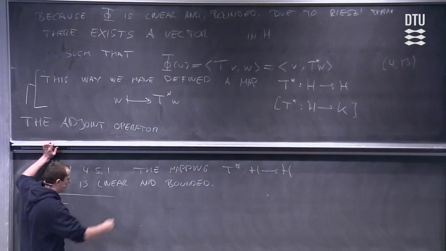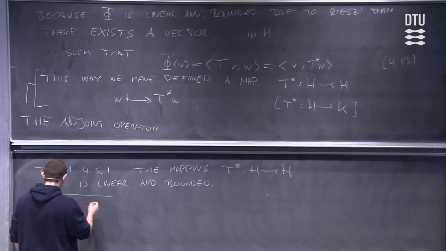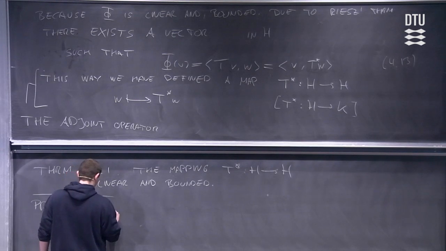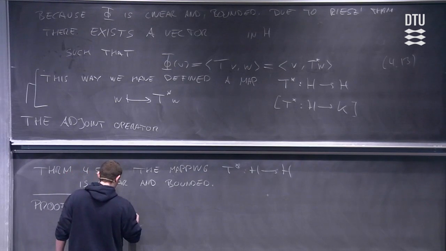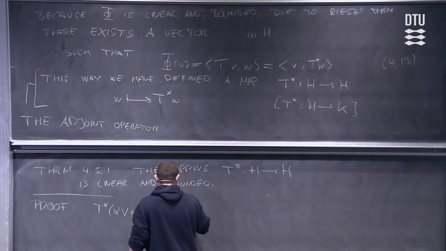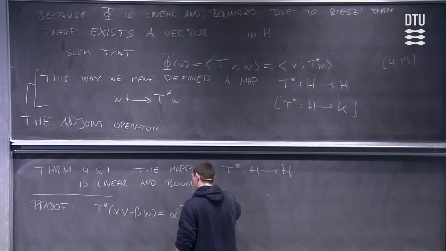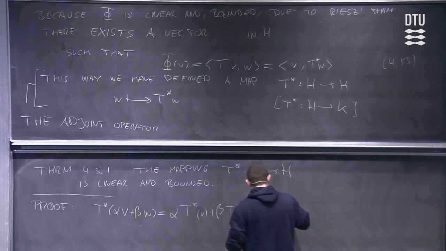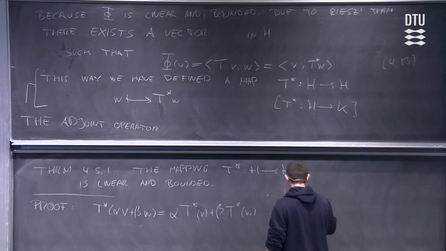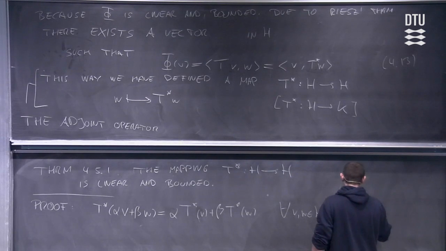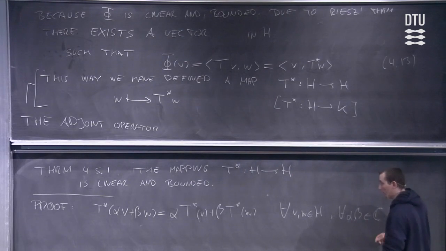For a map or a function or a mapping, whatever you want to call it, to be linear, we need the following. T star applied to alpha times v plus beta times w needs to be equal to alpha T star v plus beta times T star w. And this needs to hold for all v and w in H, and for all alpha and beta in the complex numbers, because we are in a complex Hilbert space.